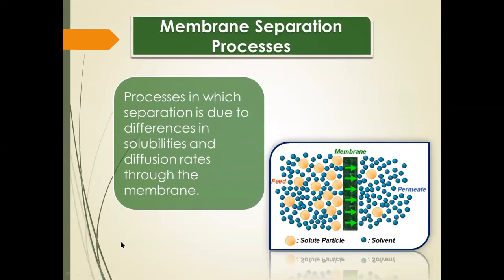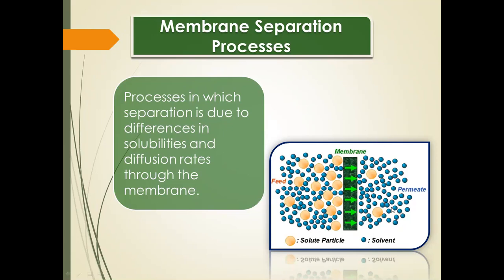Now, when we define membrane separation processes, these are processes in which separation is due to the difference in solubilities and diffusion rates through a membrane. So there is this requirement of the presence of the membrane, and the differences in the solubilities enable the components of the original mixture, which is our feed, to be separated.